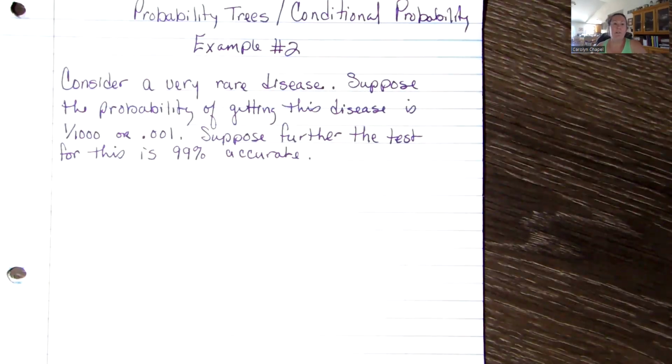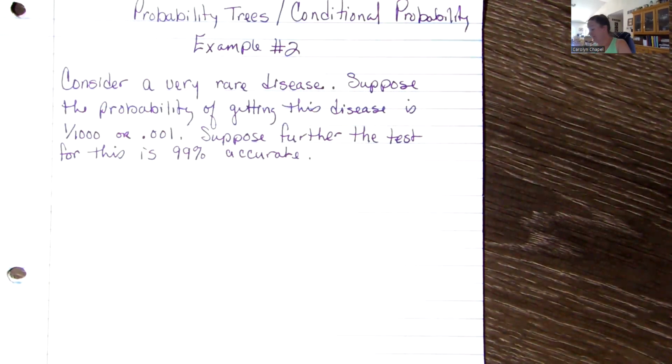Hello, I'm Carolyn Chapel, and I am going to be doing a video here about probability trees, or the use of probability trees in conjunction with conditional probability. And this is my second example. I did a video earlier or at another time, so feel free to look at that one as well. This one is going to be using something more in the medical field.